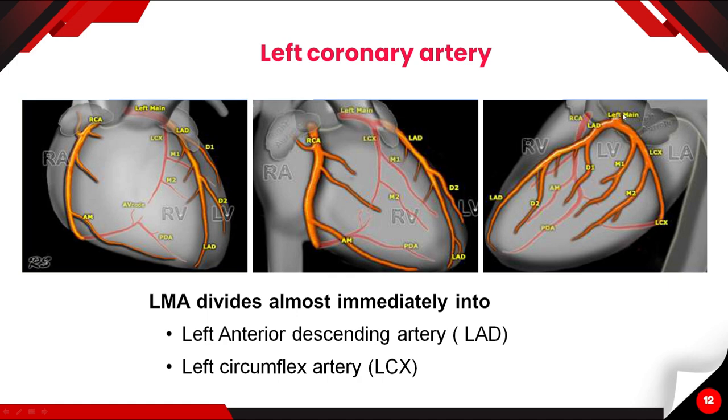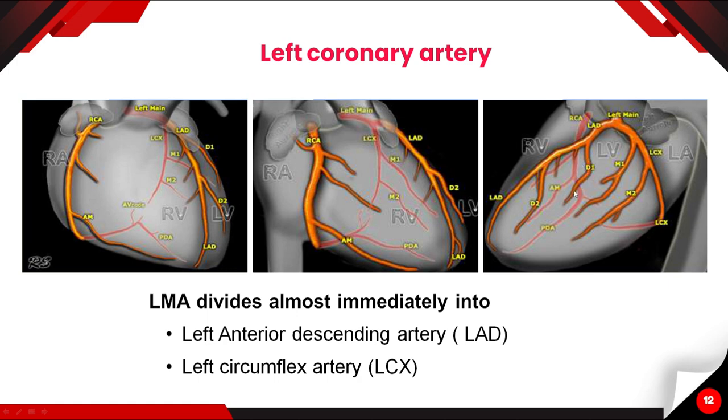Here we can see the left main coronary artery dividing into the left anterior descending artery and the left circumflex branch. The left anterior descending artery supplies the interventricular septum through the septal branches, and it supplies the anterolateral part of the left ventricle through the diagonal branches.